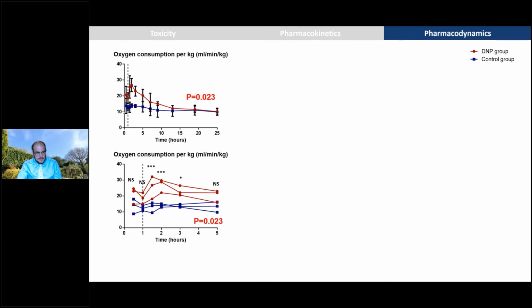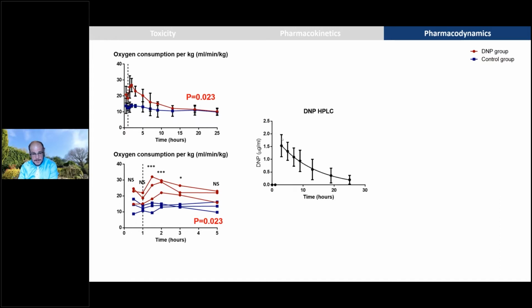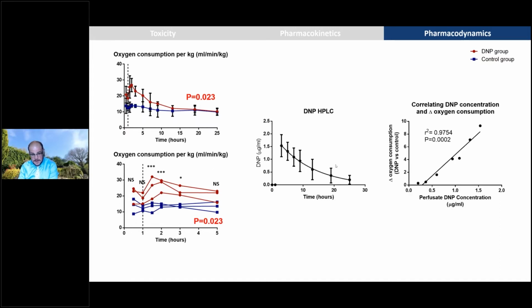Building on this, DNP causes an increase in metabolism, which should be reflected by oxygen consumption. And indeed, over the first few hours, we saw a statistically significant increase in oxygen consumption relative to the control. And this tapered down over time. And when you compared that then with the concentration that was circulating in the circuit, we then saw this very nice correlation between oxygen consumption and the concentration of the drug.